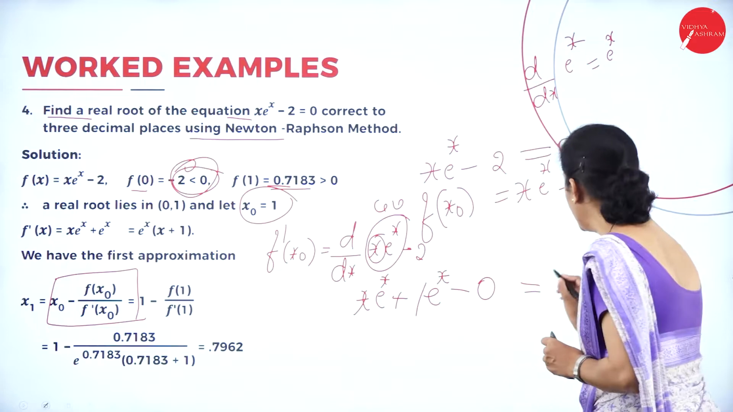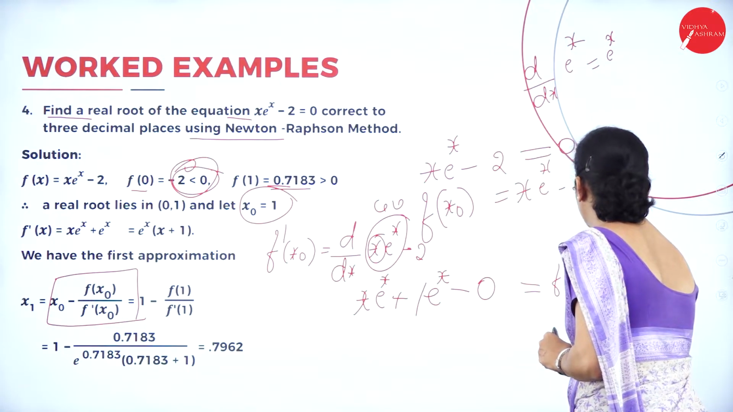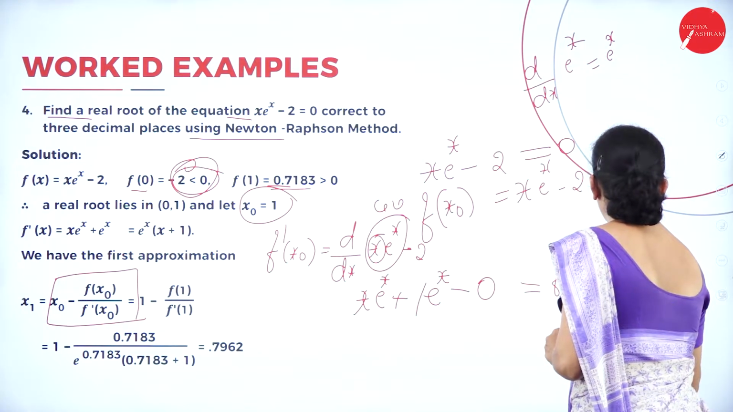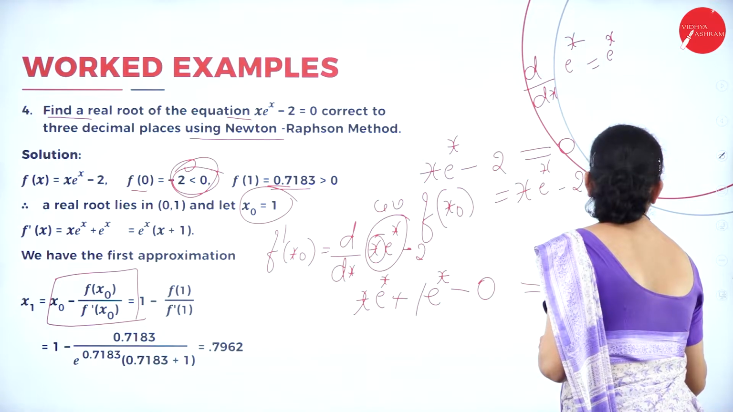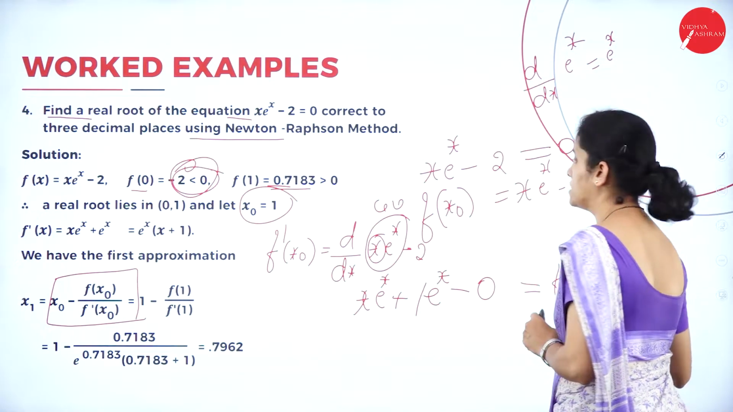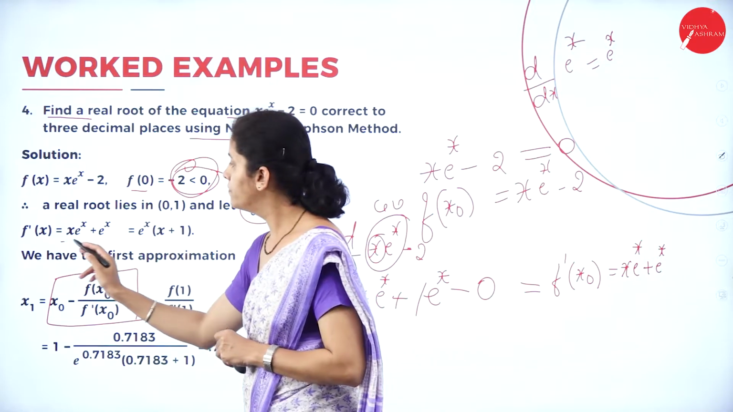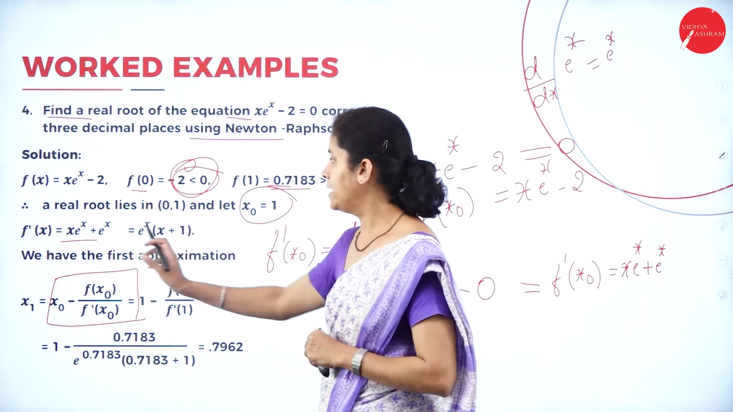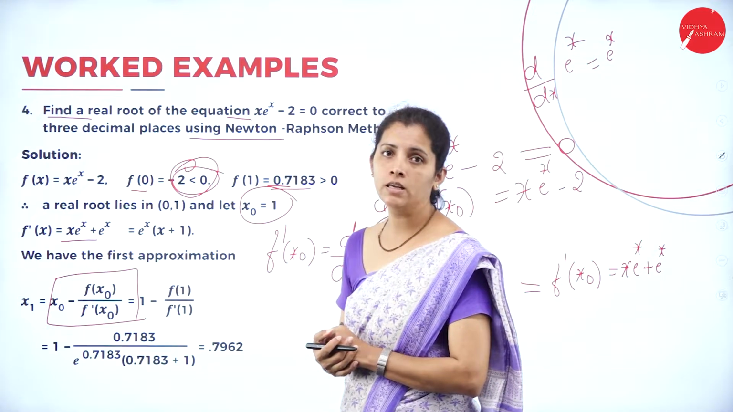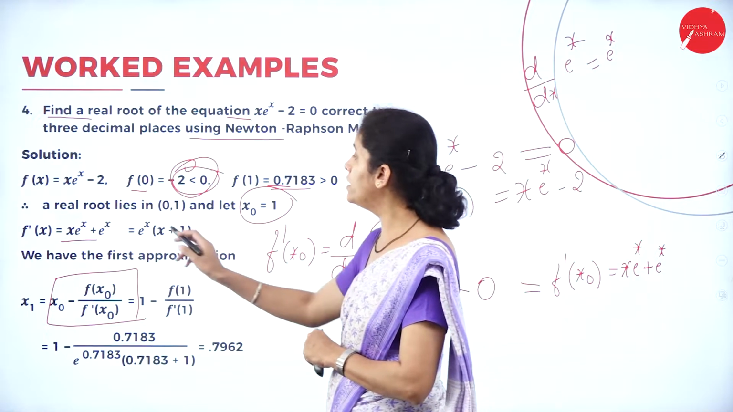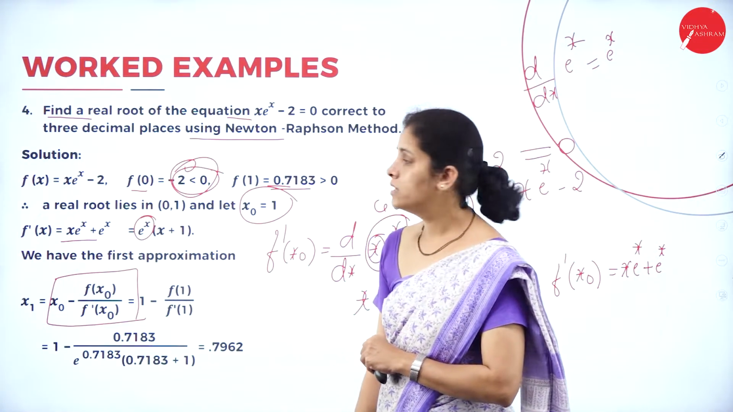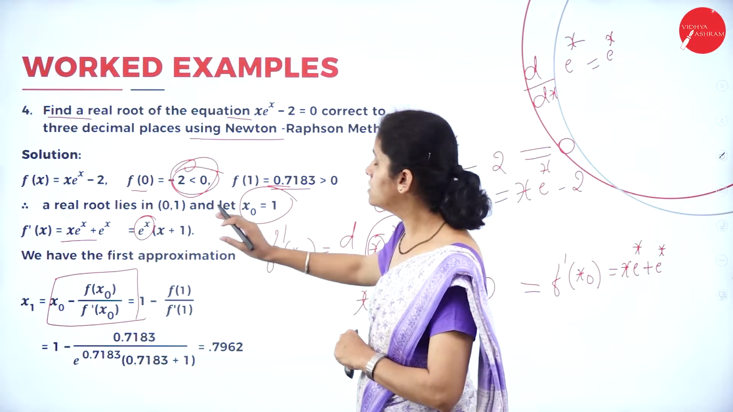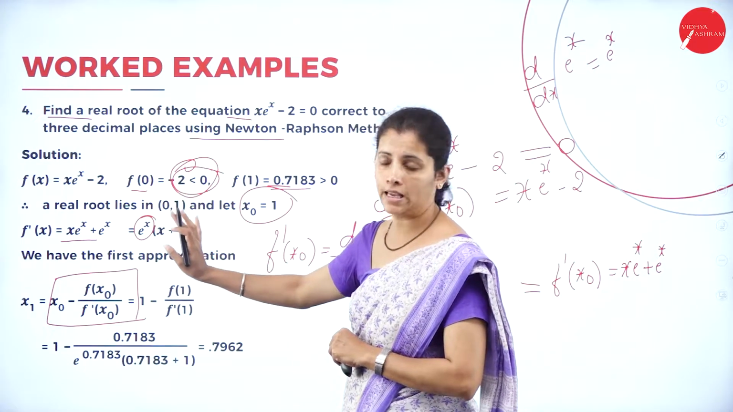So, what is my f dash of x? That is x e^x plus e to the power x. See here, x e to the power x plus e to the power x. And if I simplify this one, what is common? e to the power x is common. So, I'll take e to the power x outside. Now, I have x and I have 1. So, x plus 1. So, this is my f dash of x.